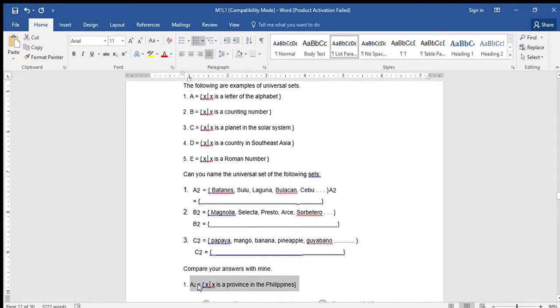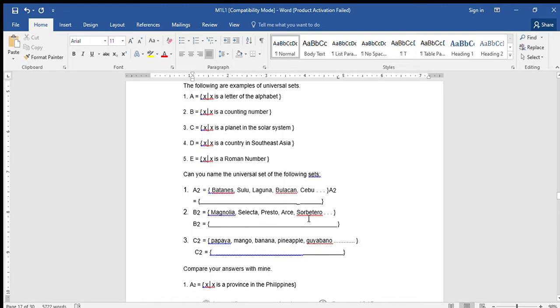A2 is equal to X such that X is a province in the Philippines. So, pag may na universal set, mauni siya, mga probinsya ni si just sa Philippines. Cebu, Bulacan, Laguna, Sulu, Batanes. Let's have number 2. B2. Magnolia, Selecta, Presto, RC, Sorbitero.